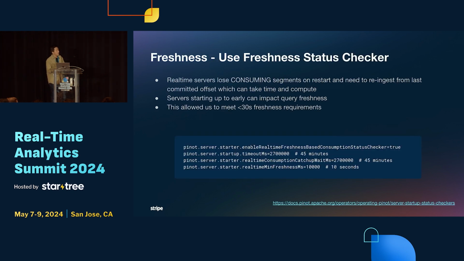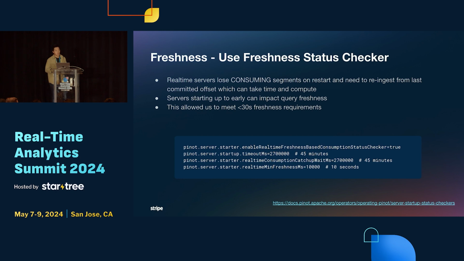On the freshness side, this is a feature that one of my teammates, Johan, helped contribute to improve our freshness metrics. By default, Pinot waits 10 minutes when a server starts before marking it as healthy and allowing incoming queries to be served. Because consuming segments, which are the ones that are actively being ingested from Kafka, are stored in memory, they are lost when real-time servers are restarted and servers need to re-ingest their data. So when they catch up on ingestion, they often can take time and significant compute resources.